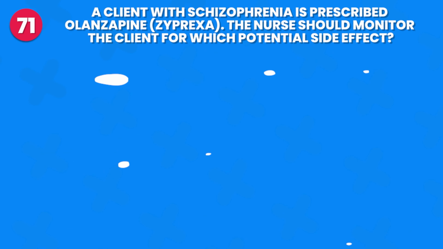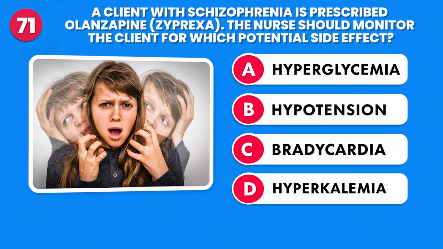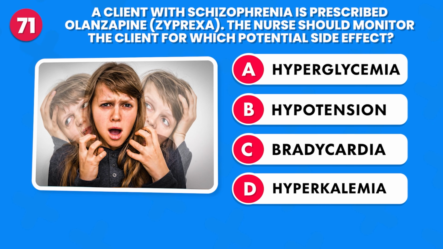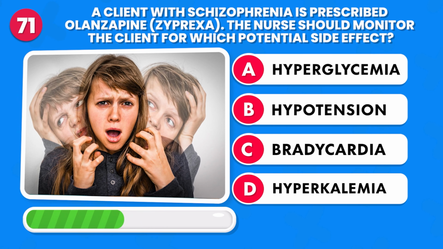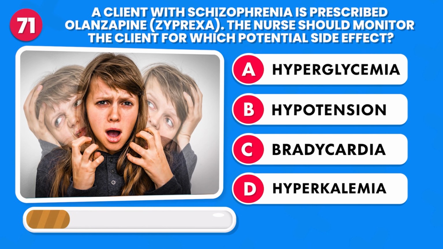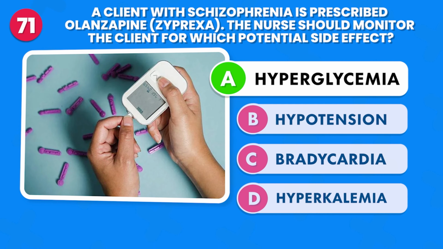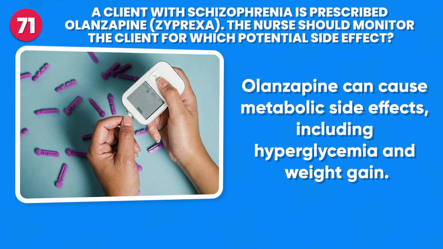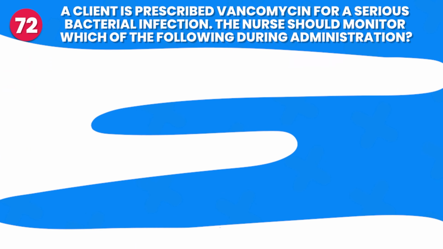A client with schizophrenia is prescribed olanzapine, Zyprexa. The nurse should monitor the client for which potential side effect? A. Hyperglycemia. B. Hypotension. C. Bradycardia. D. Hyperkalemia. It's A. Hyperglycemia. Olanzapine can cause metabolic side effects, including hyperglycemia and weight gain.